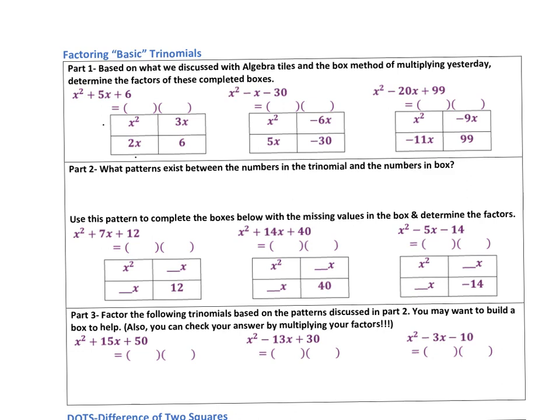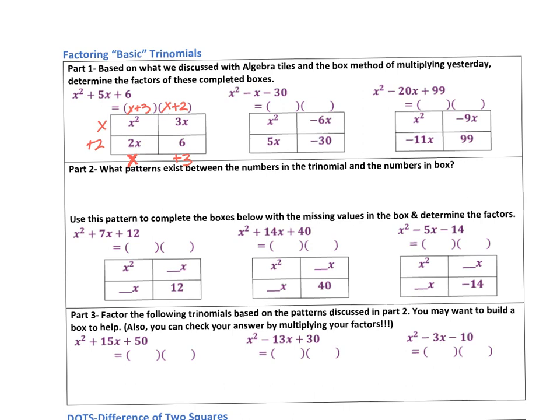I'm going to use a different color. It's pretty hard to see on there. There we go, x. And then 3x and 6, the biggest number they have in common, that I can divide evenly into those, is 3. Going to go horizontal now, so x squared and 3x should have an x. And 2x and 6, the biggest number that divides evenly into those is 2. So x plus 3 and x plus 2 are my two factors.